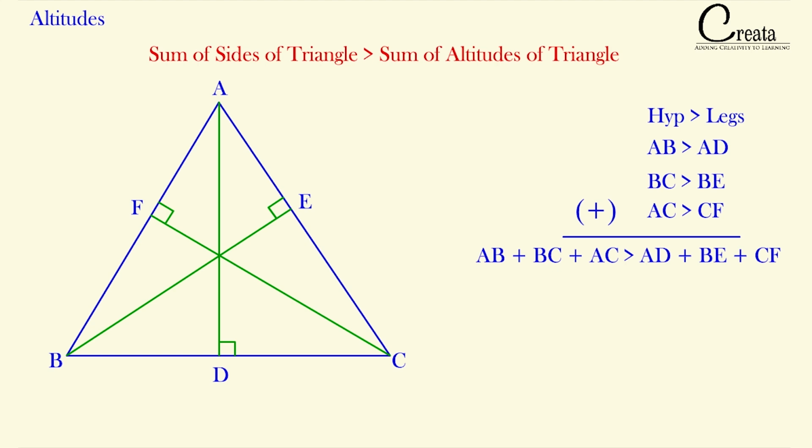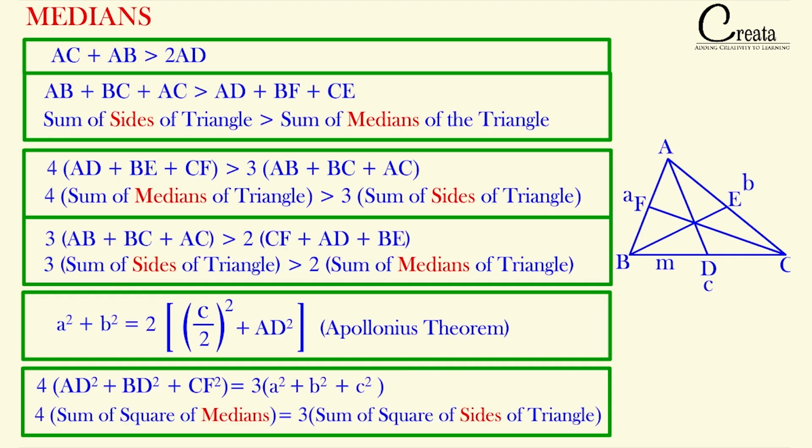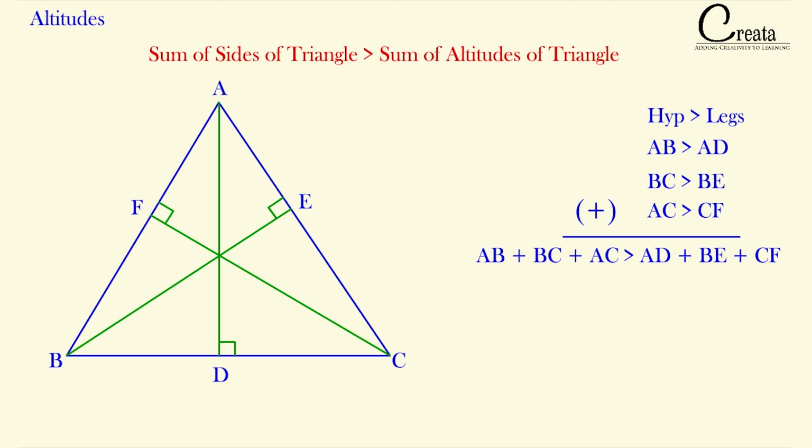A similar kind of correlation between the sides and the line segments inside the triangle we have seen in the median, where we have seen that the sum of 3 sides of the triangle is always greater than the sum of the medians of the triangle. These are the relations that we have covered in the median. Got it? This is the small fundamental. These questions may be asked in the competitive exams. Moving further, let's move to the next concept.